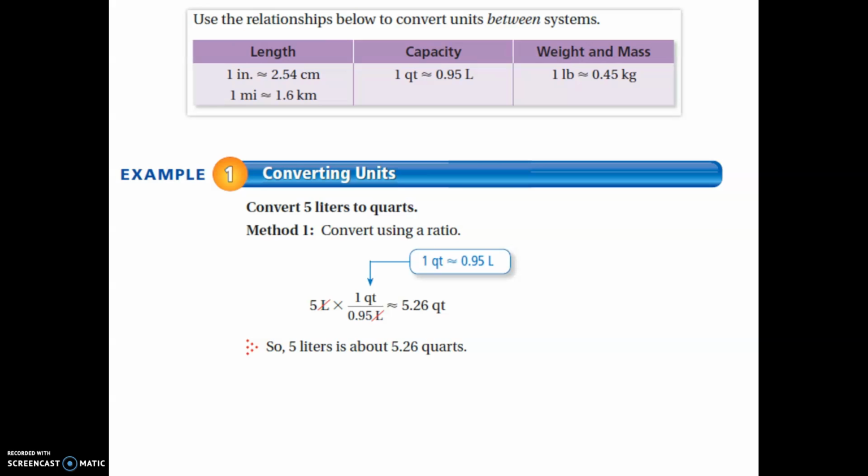All right, so we want to use the relationships given in the table to convert 5 liters to quarts. So let's do that. We have to decide first what we're given. We're given 5 liters, right? That's our given information. And now we have to see what's our conversion factor. So in this example, 5 liters is what's given. So we put 5 over 1. And now we've got to look to see what our conversion factor is. Well, that's this, right? Our conversion factor.